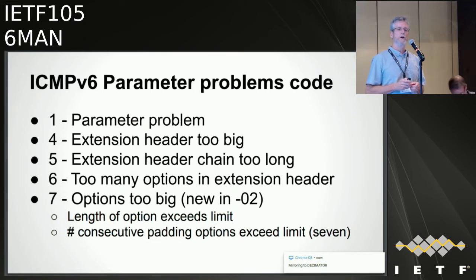The general parameter problem code is used for middleboxes now, as opposed to just hosts. So if a middlebox drops a packet for next header unknown, the slide is probably wrong, then the middlebox can actually send that message. Codes 4, 5, 6, and 7, the new proposed codes for parameter problems, deal with extension headers. Extension header too big, I think that one's number of bytes. Extension header chain too long, so the sum total of extension headers exceeds some processing limit. Too many options in an extension header, simply a limit on the number of options. And options too big. This is actually a later addition, so a particular option exceeds some limit. That last one we also apply to the number of consecutive pads exceeding 7.